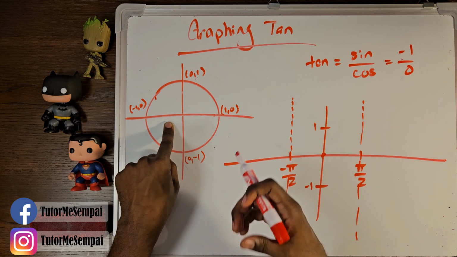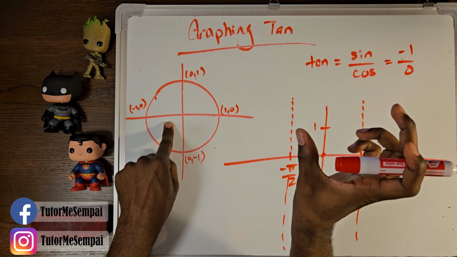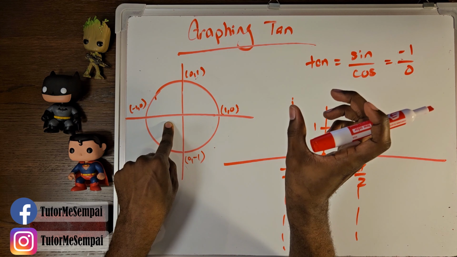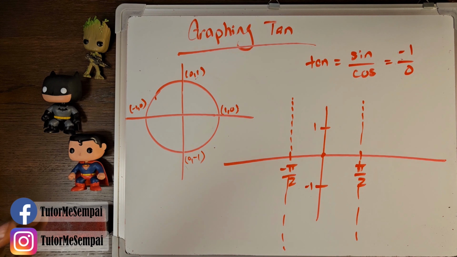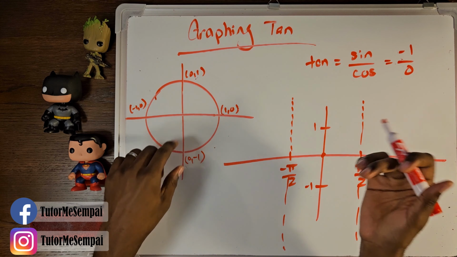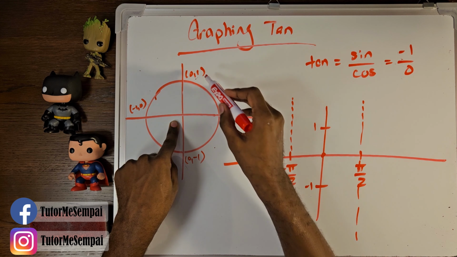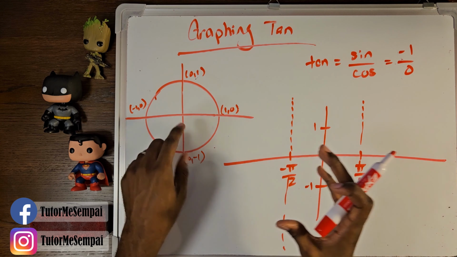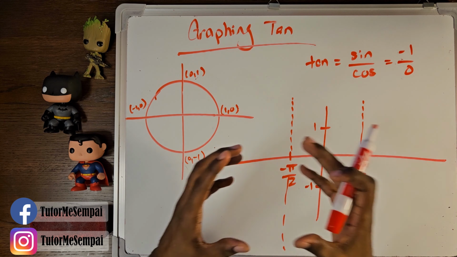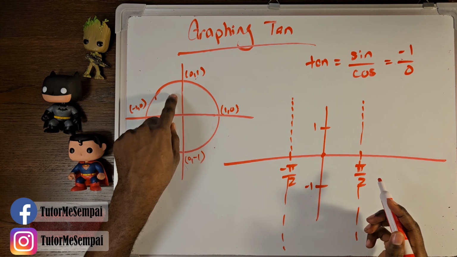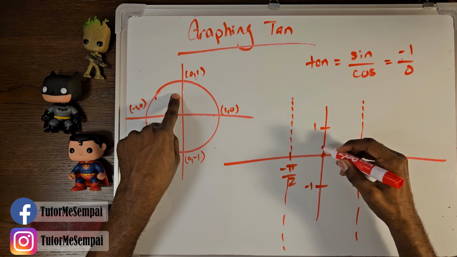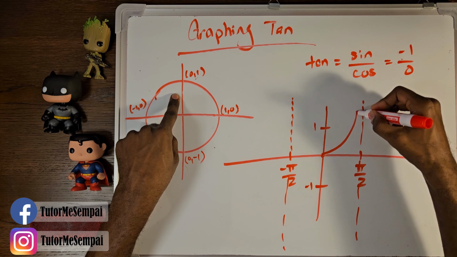That means it's blowing up, right? Your denominator is getting smaller. Therefore, your overall value is blowing up in magnitude. However, we notice that our numerator is going from 0 to 1. We're going positive. So we know we're getting more and more positive as we're approaching this asymptote. So we can go like this.